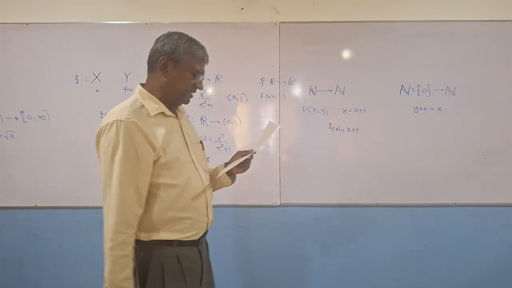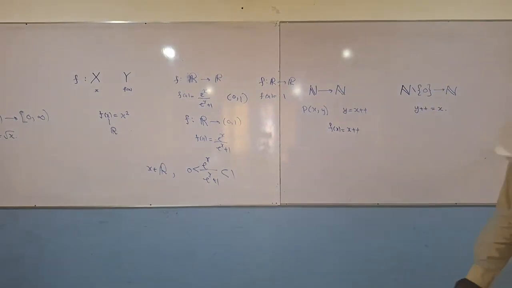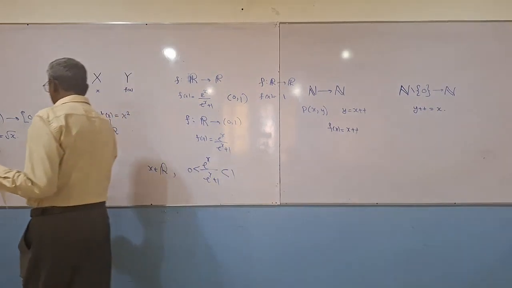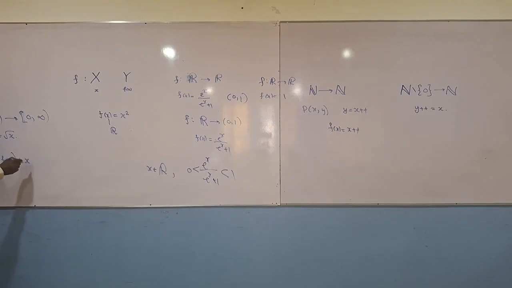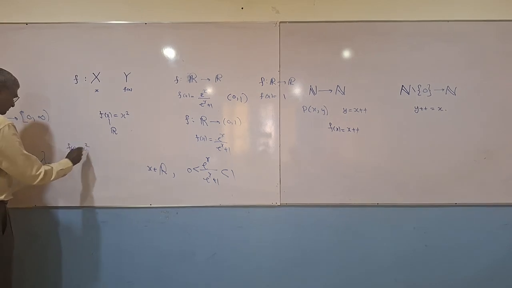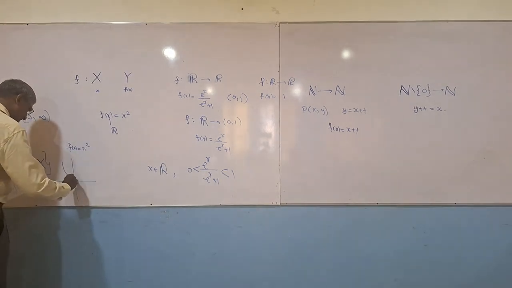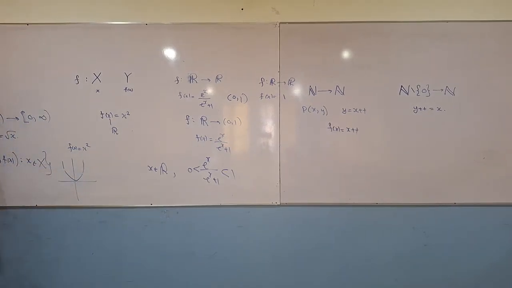If f is a function, f from X to Y, then the set of all (x, f(x)) such that x belongs to X is called the graph of f. Actually, suppose you take f(x) equals x squared. Then you get this graph, no? This is the graph. This set is this one.